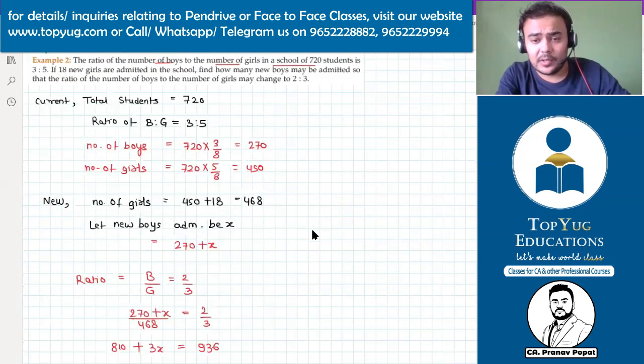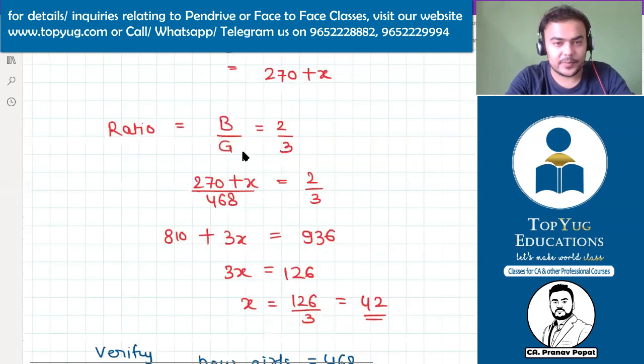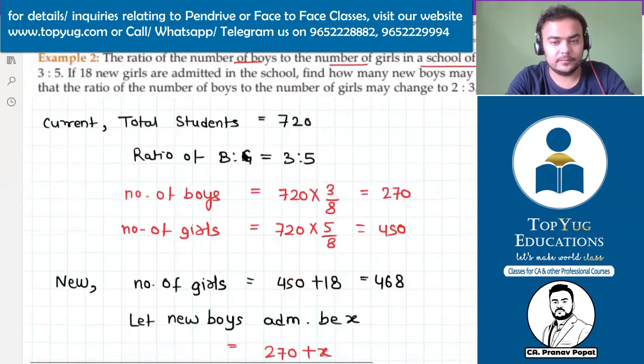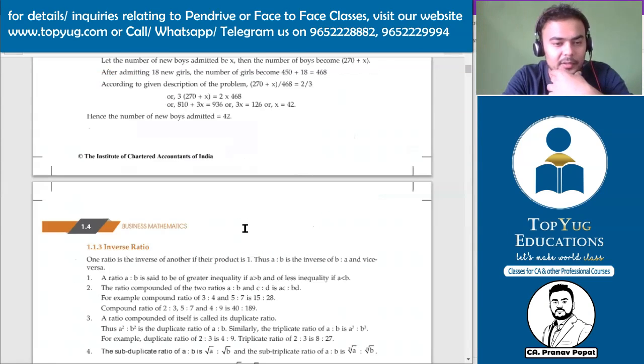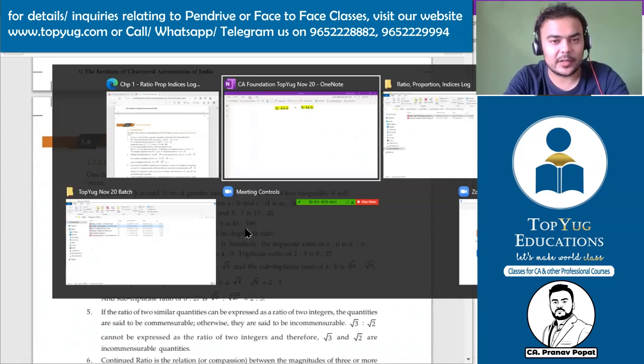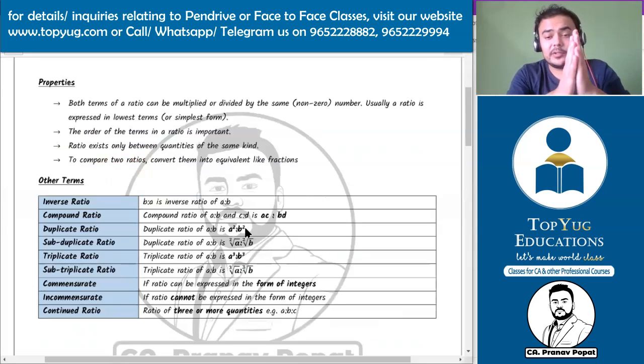Okay, so we'll not waste much time now. We'll come to the concepts. Some new terms. Okay. Now we can come to the new terms. So the first term is inverse ratio.